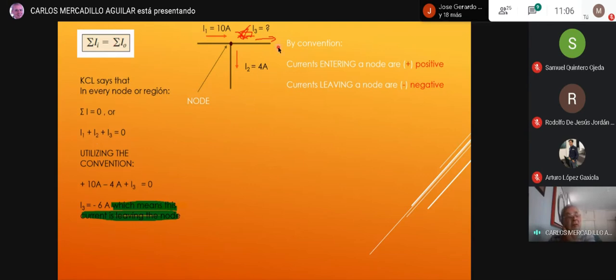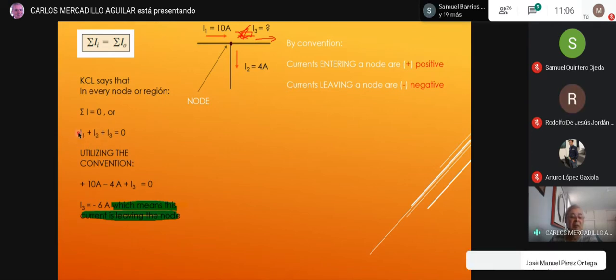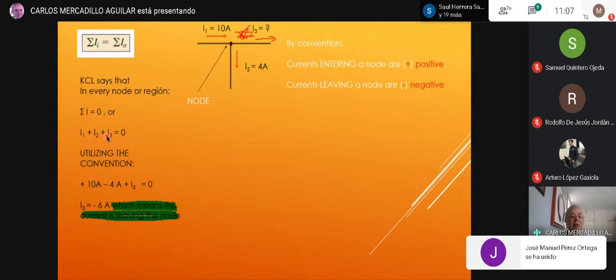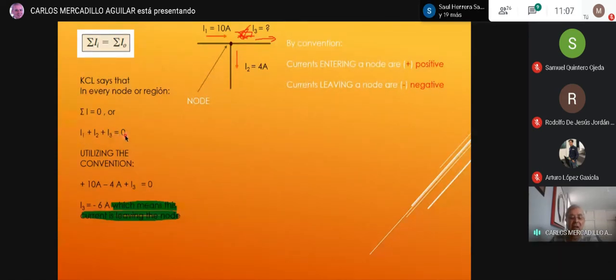Let's learn a convention. Currents entering a node are positive, and currents leaving a node are negative in the formula. Because this is an algebraic sum, you can sum 1 plus, let's say, minus 5. Pueden ser sumas algebraicas de, por ejemplo, 6, menos 5, más 7, etcétera, igual a 0. Okay?